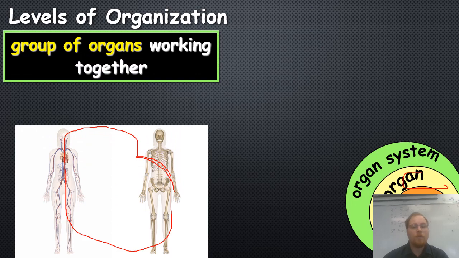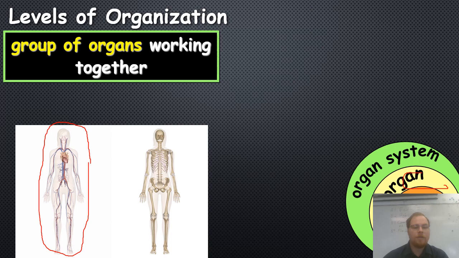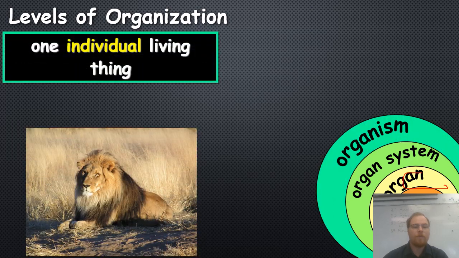Next up, we have the organ system. That is basically any kind of group of organs that are working together. This is the cardiovascular system right here and the skeletal system. And they are just a bunch of organs that are all working together. Next is going to be an organism, so any kind of individual living thing, like this lion right here.